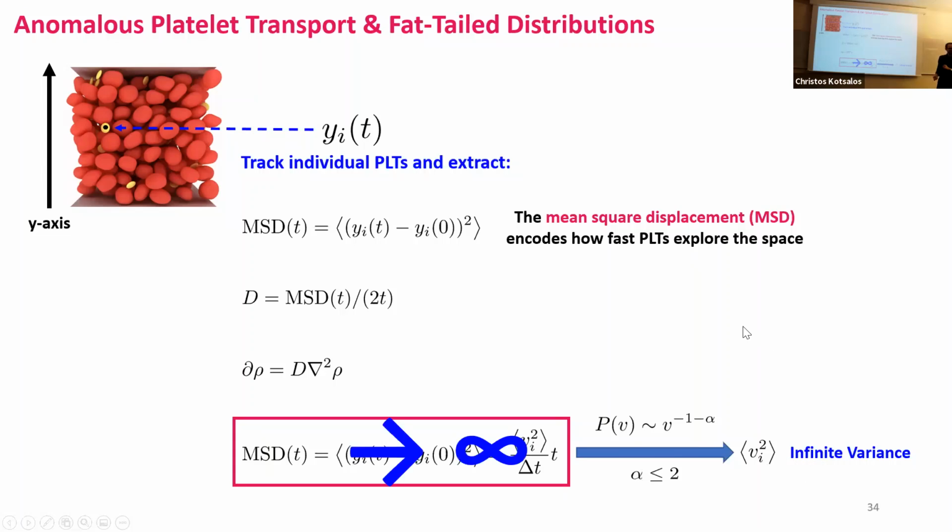So with infinite variance, we have essentially an undefined mean square displacement. And of course, if the platelets follow a Levy flight, we do not have a diffusion process anymore, and these kinds of equations cannot be applied anymore. So now we tried to see if we can find these Levy flights in our simulations.